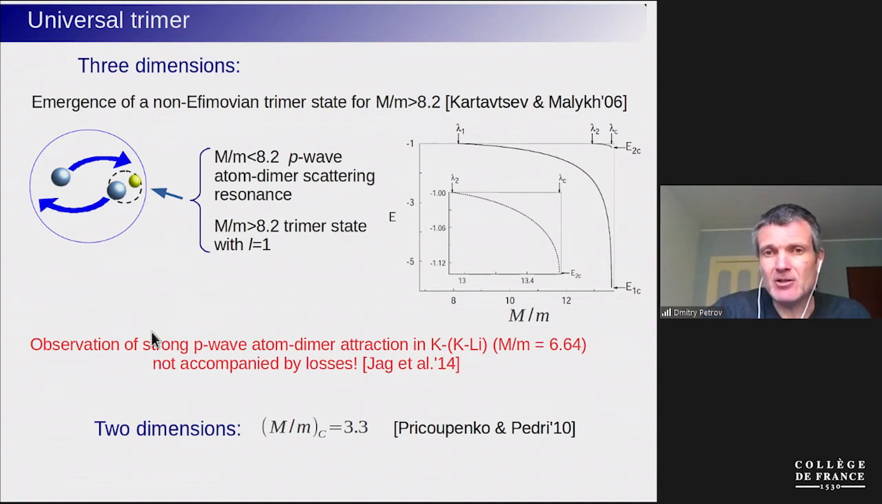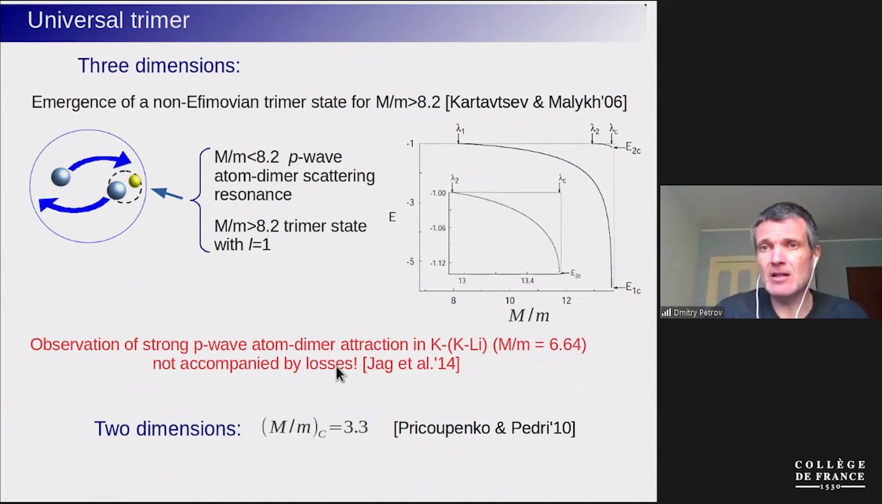And this attraction has been observed in the case of potassium-lithium scattering. The mass ratio is 6.6, quite a bit below the critical mass ratio here. And the attraction is strong, it is visible and strong, and not accompanied by losses. This is the important thing, that we have a system with P-wave attractive interaction not accompanied by losses.